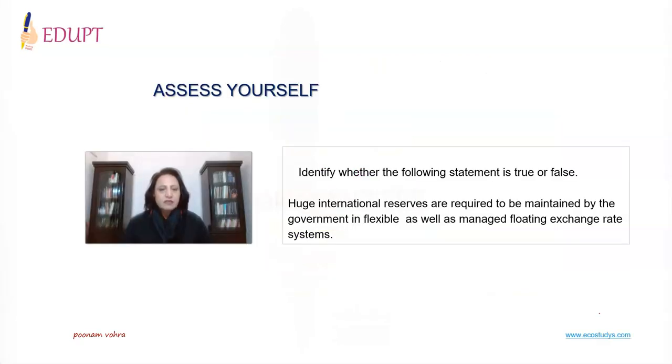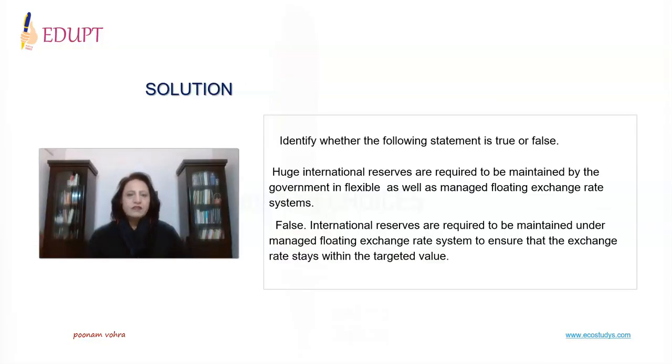Now read the statement and identify whether it is true or false. Huge international reserves are required to be maintained by the government in flexible as well as managed floating exchange rate systems. Please check your answer. It's a false statement. Huge foreign exchange reserves are required only for the managed floating exchange rate system to ensure that the exchange rate stays within the targeted value. It is not required for the flexible exchange rate system.